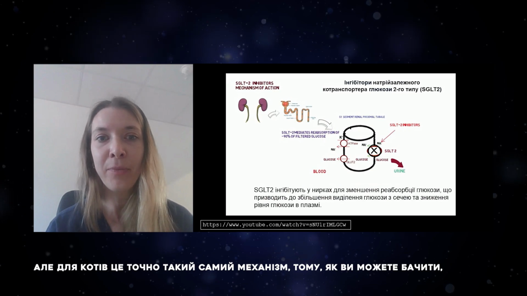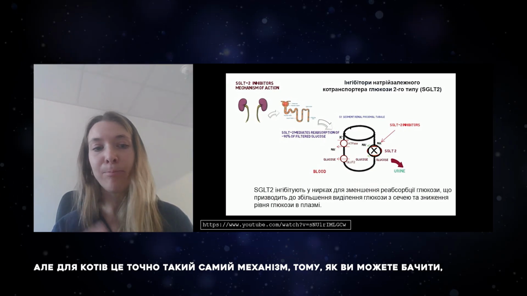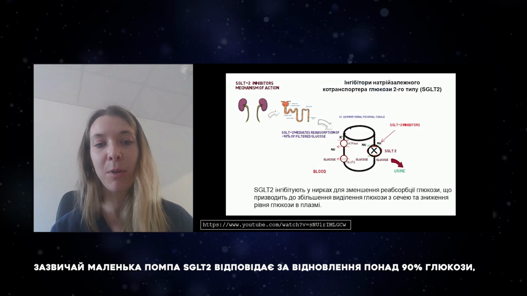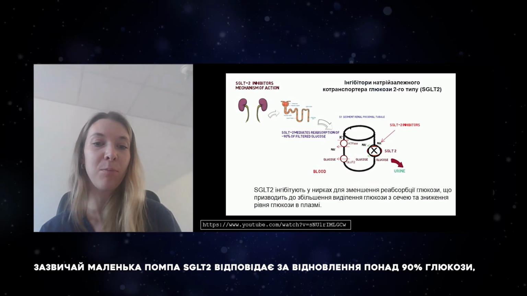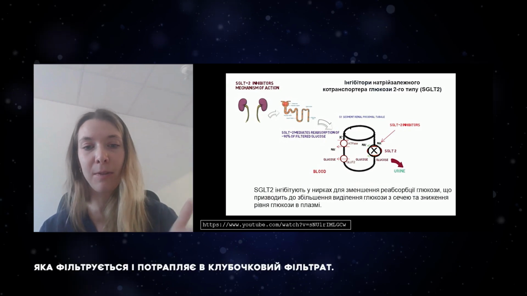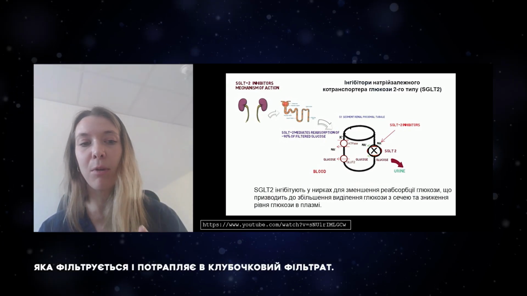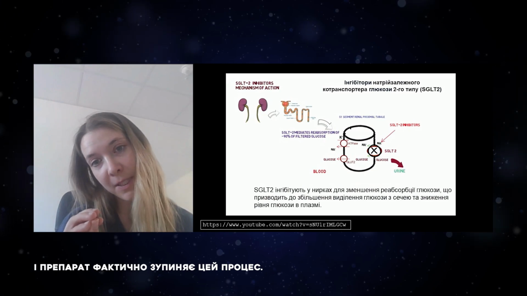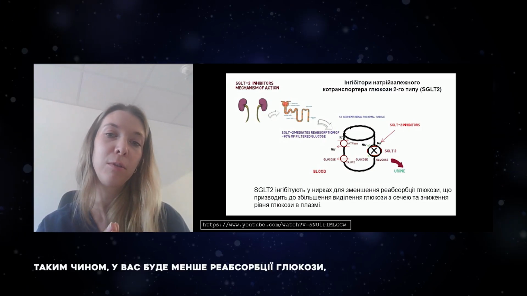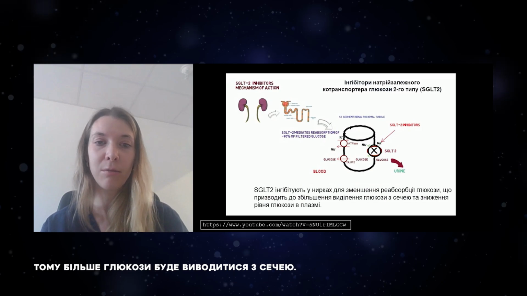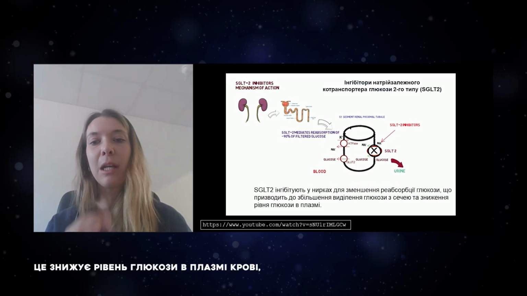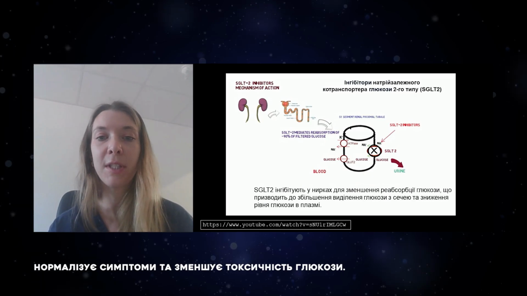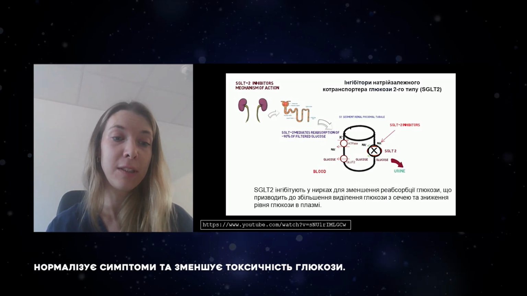mechanism for cats. So as you can see, normally the little SGLT2 pump is actually responsible for the recovery of more than 90% of the glucose that is filtered and that ends up in the glomerular filtrate. And so the drug really stops that. So you will have less reabsorption of glucose, so more glucose that will be excreted in the urine. And so it will lower the plasma glucose and so normalize the symptoms and reverse the glucotoxicity.